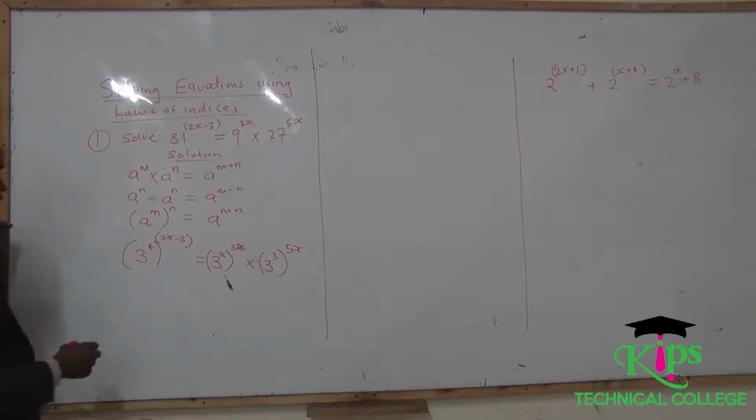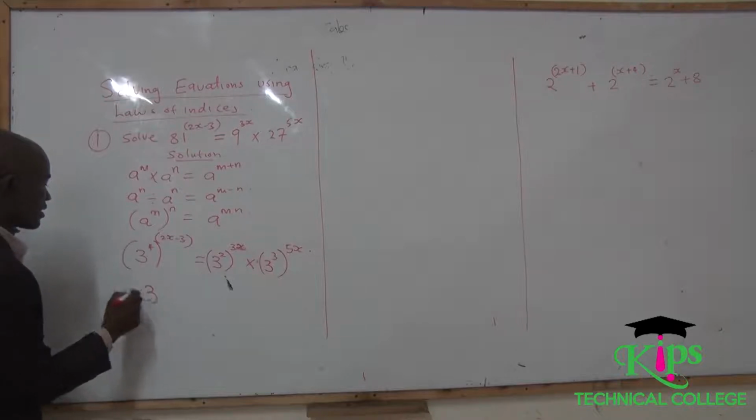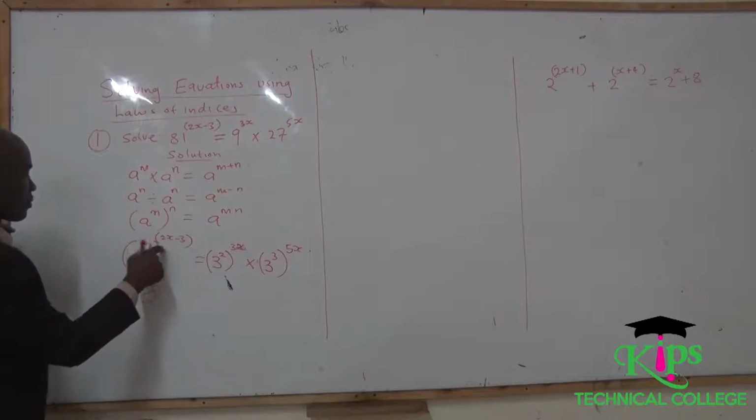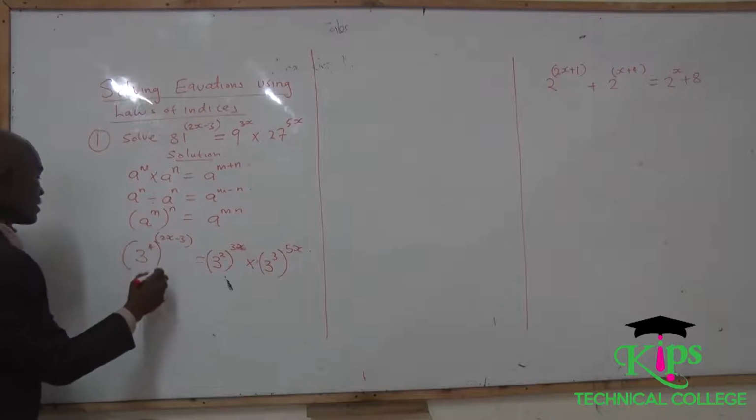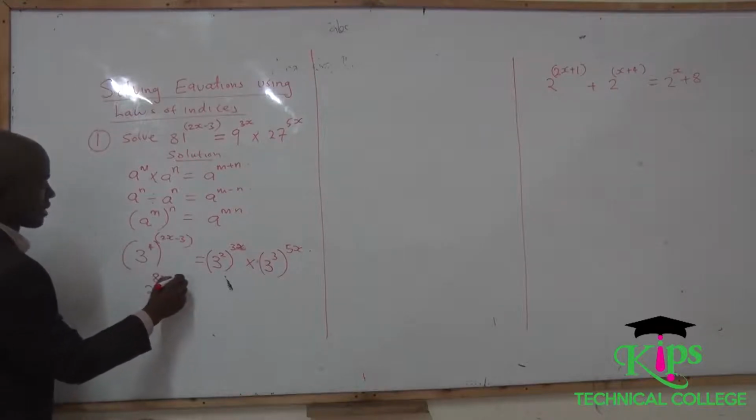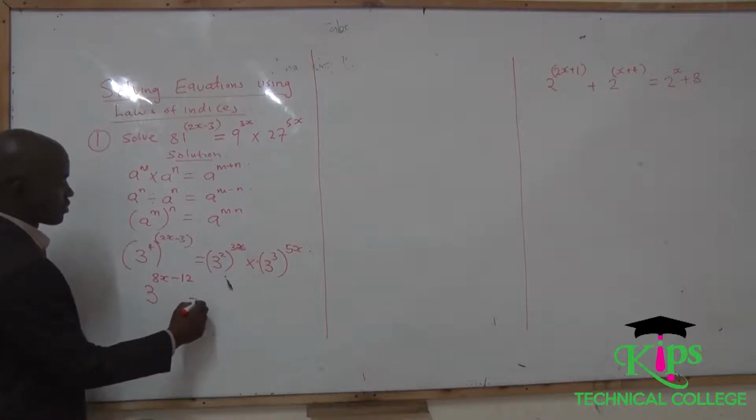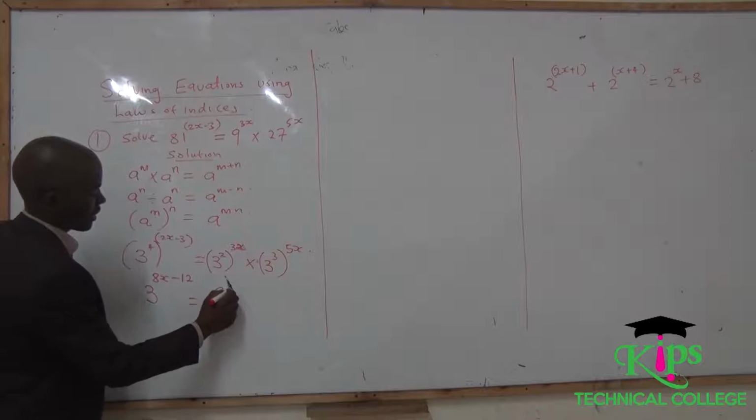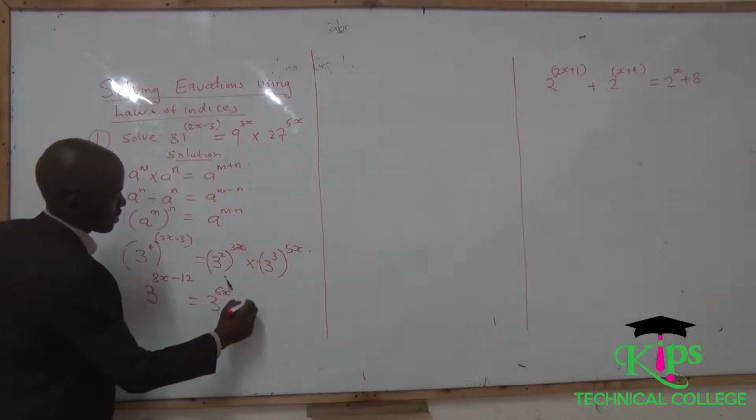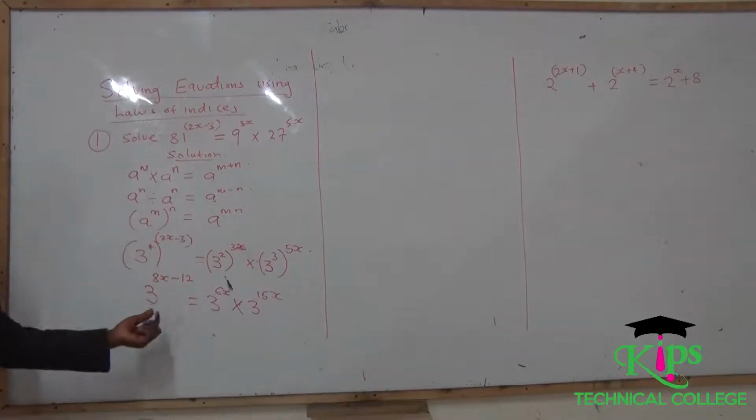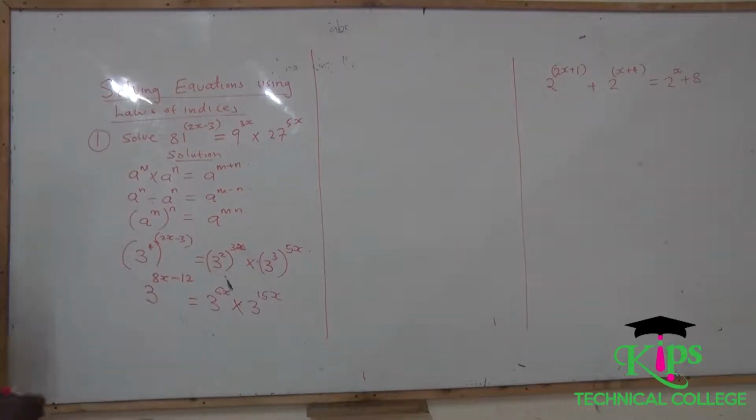Then the next thing you need to do is simplify this expression, whereby you get 3 raised to, we have said if you're having a number raised to a power raised to another power, you just multiply the two powers. So 4 times this gives you 8x minus 12, which will be equal to 3 raised to 6x times 3 raised to 3x.